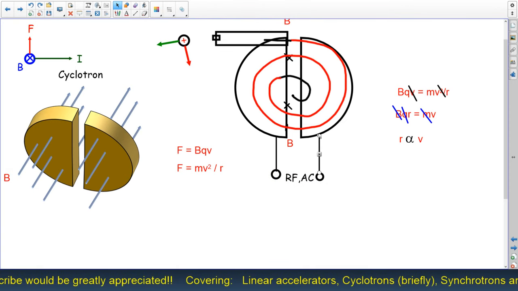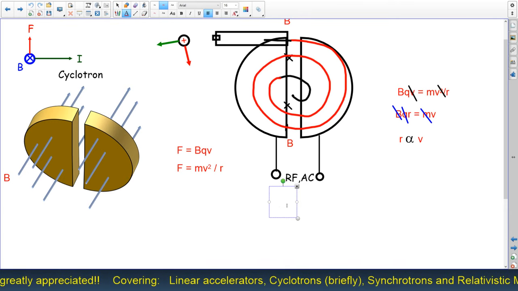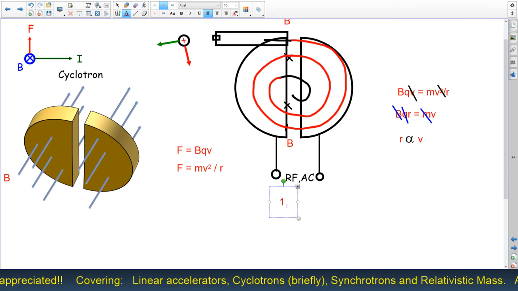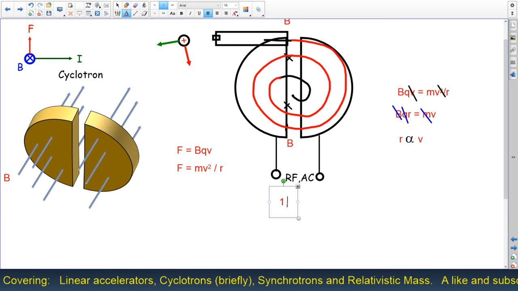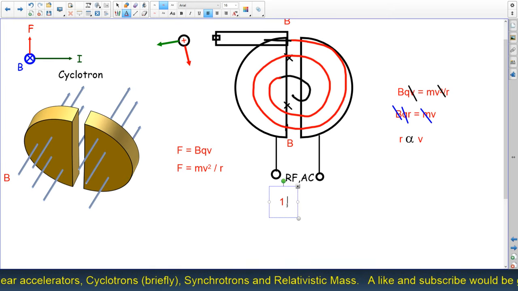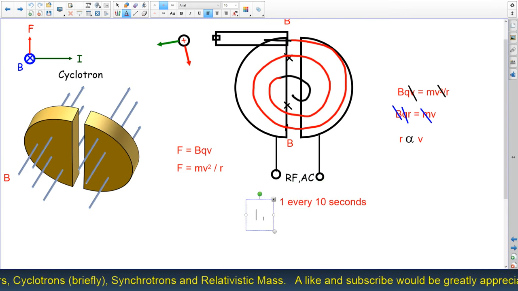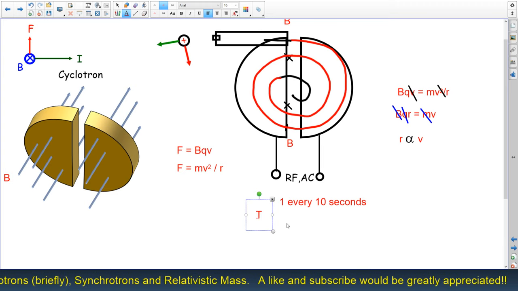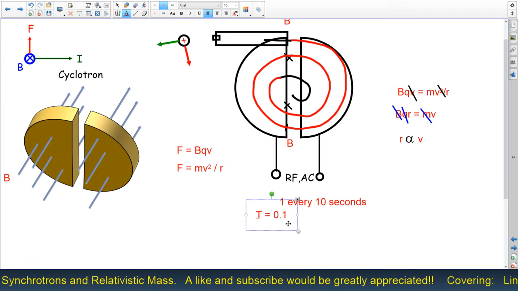If I have my AC supply changing, say, once every 10 seconds, just for the sake of ease, but it's not. It's like once every 10,000th of a second, 100,000th of a second, but it's a difficult word to say. So one every 10 seconds. Then what we have is a time period for our rotation equal to a tenth of a second.